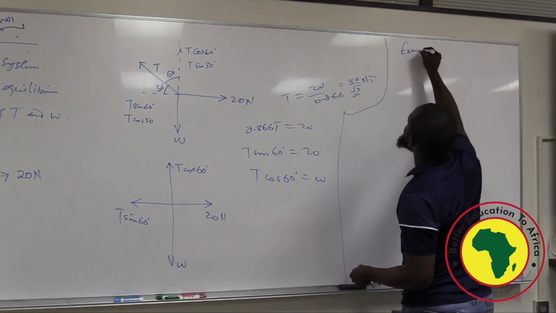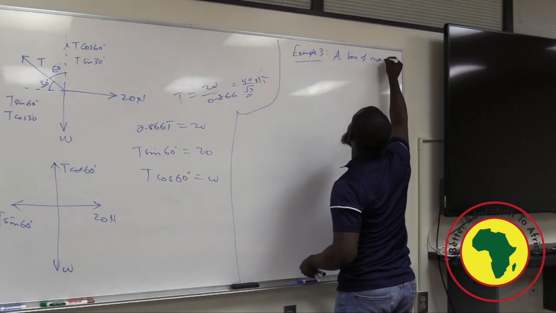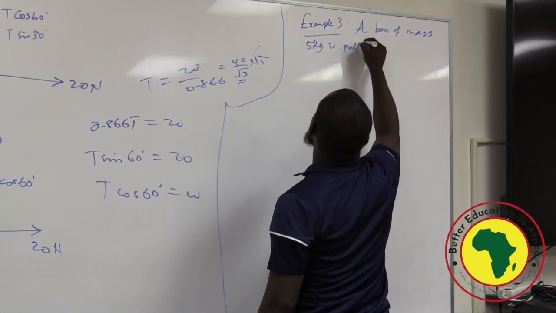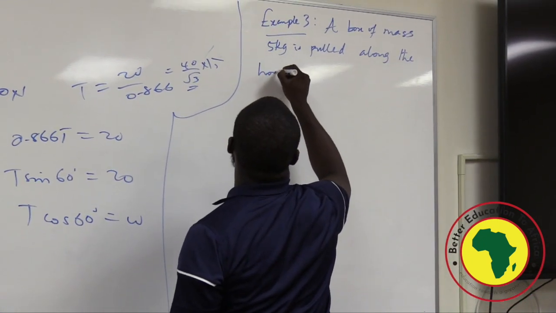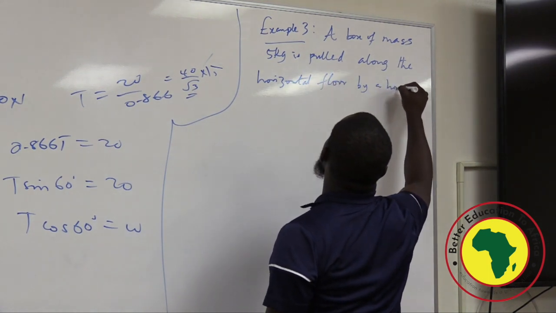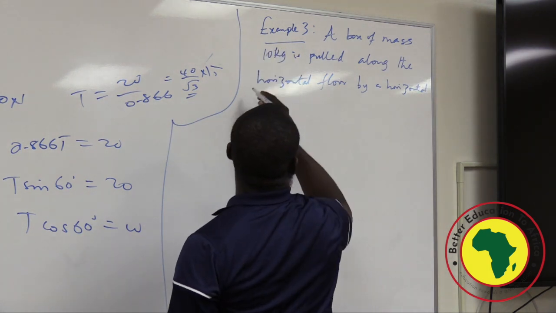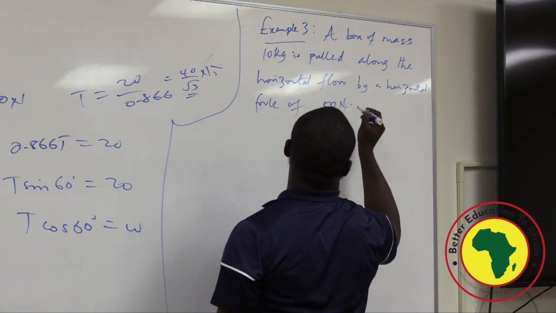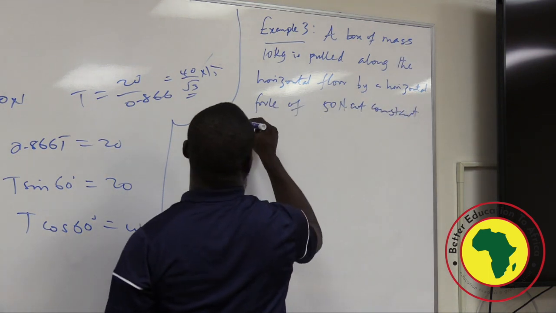Example 3. A box of mass 10 kilograms is pulled along the horizontal floor by a horizontal force of 50 newtons at constant speed.